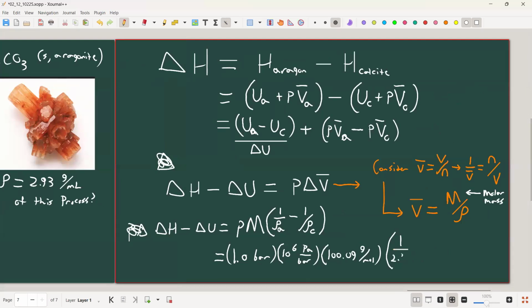Aragonite is 2.93. And the other one is 2.71. This gives me that delta H minus delta U is minus 2.8 times 10 to the 5. And now what are my units here? Units are a little funky. The bars are gone. We have pascals. Here we have grams per centimeter cubed.